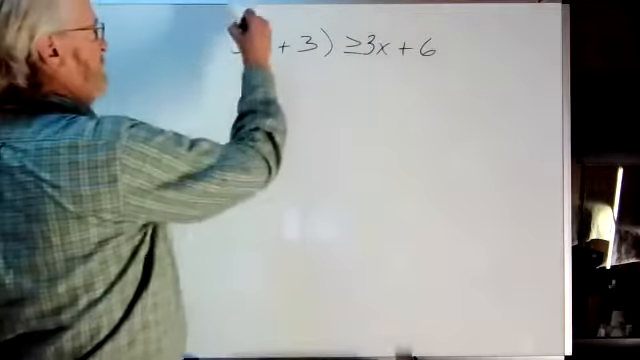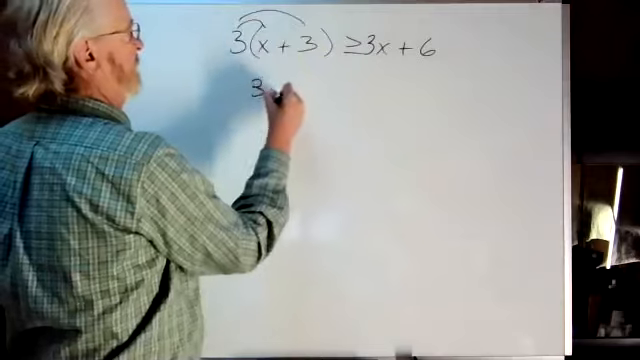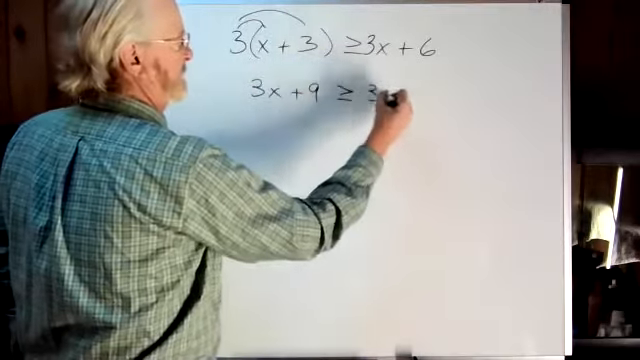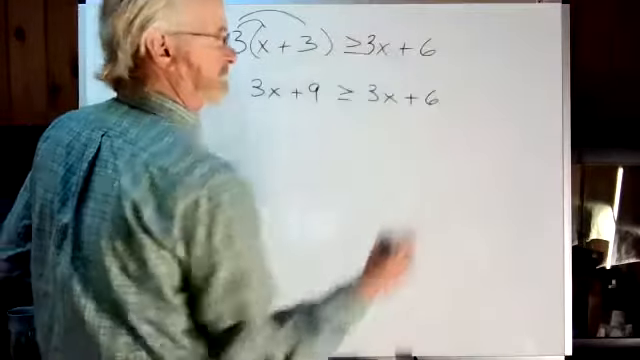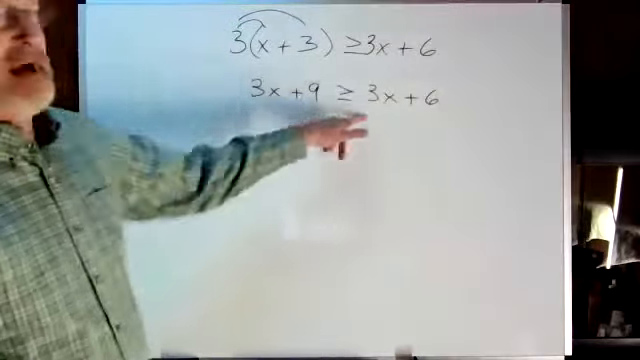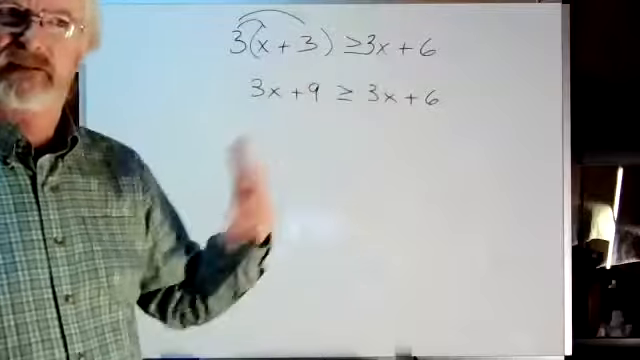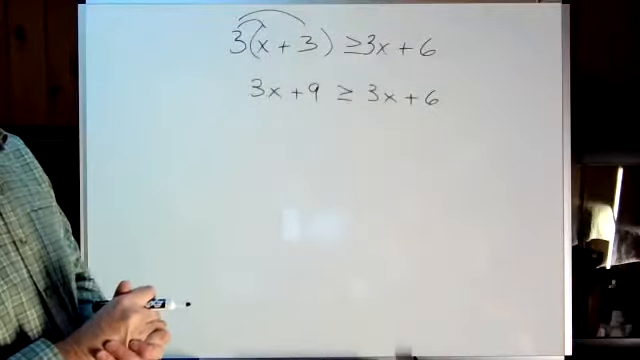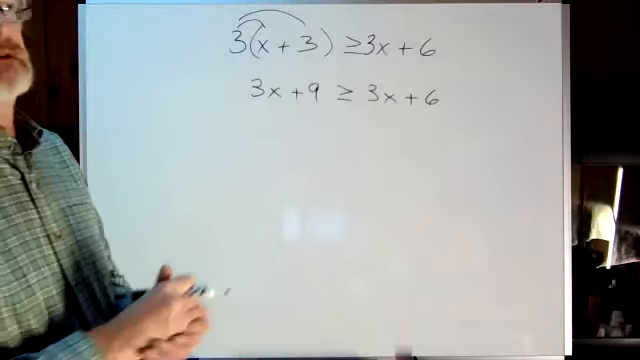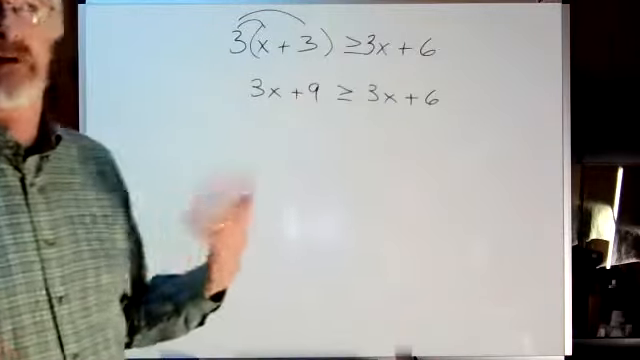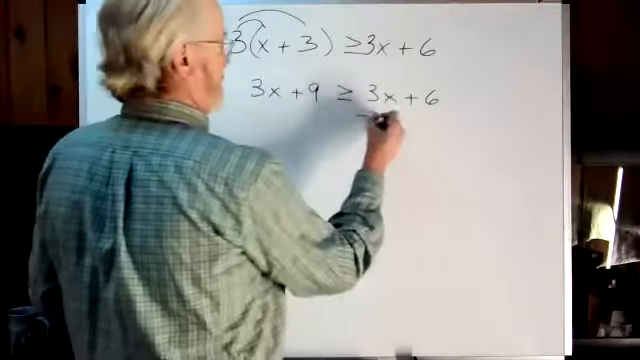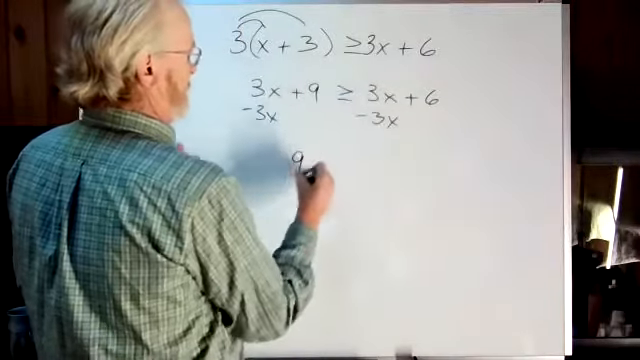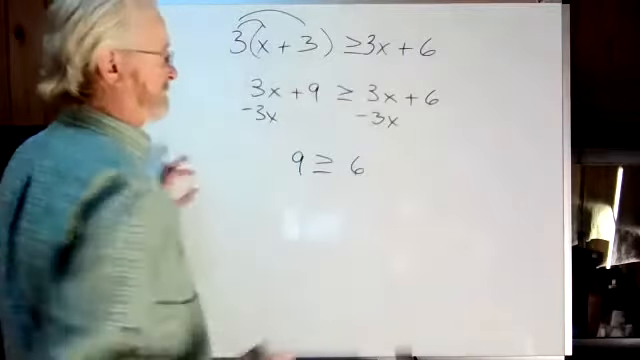I'm going to distribute here: 3x plus 9 greater than or equal to 3x plus 6. 3x's on both sides. Kind of flags should maybe start going off here. That's kind of weird, right? Let's say I was trying to move all the x's to one side. Let's subtract these. I'm left with 9 is greater than or equal to 6.